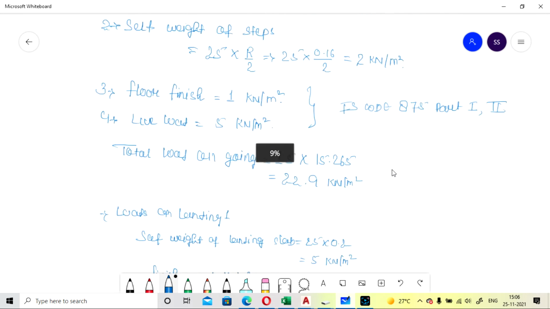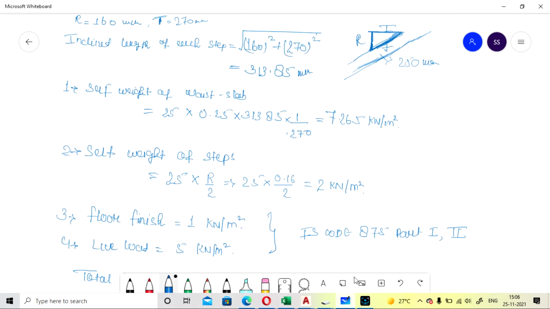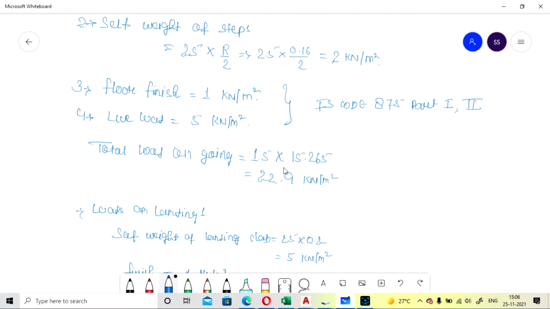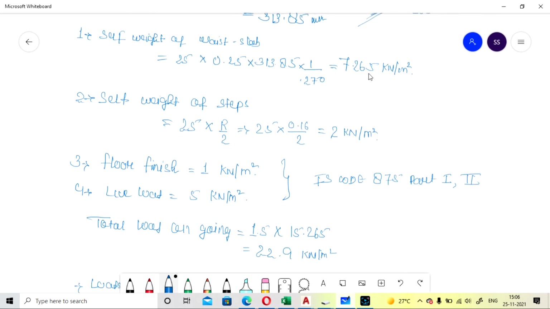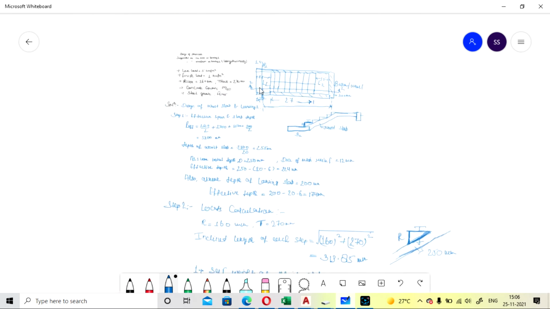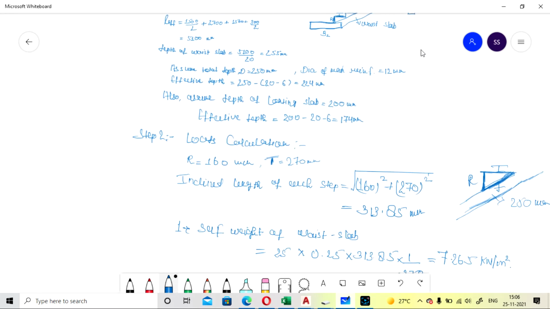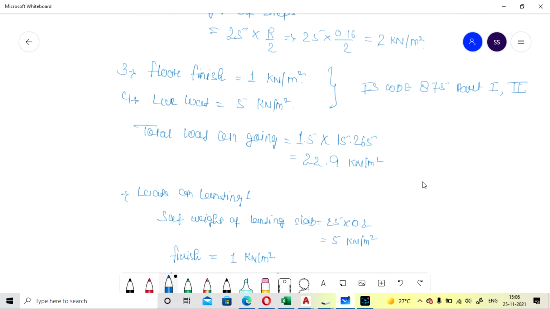Now we are going to total the loads, going with a factor of 1.5. We are going to take the ultimate load here, 1.5 into 15.265, that is 5 plus 1 plus 2 plus 7.265, that is 15.265. So it will come as 22.9 kilonewton per meter square for the going only. The going is the flight, so you don't have to be confused. These steps from here to here are the going plan. So for the going our load is calculated as 22.9 kilonewton per meter square.